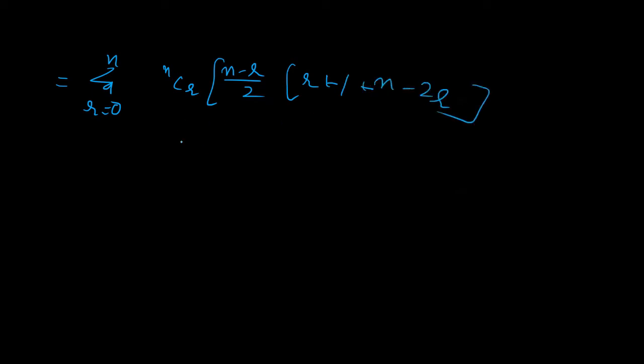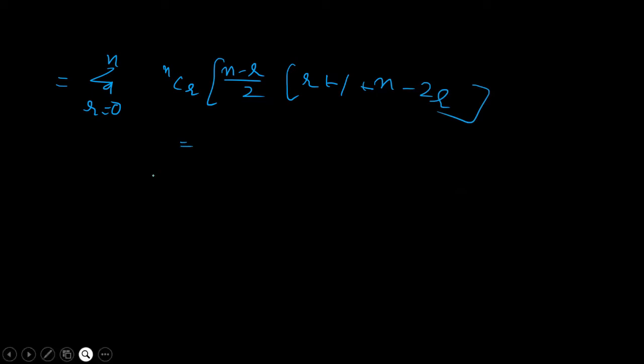So it becomes sigma r from 0 to n. Previously, it was n minus 1. The limit changes. You know how to change the limit. This is in the property part. I think you are clear with that. So it becomes r plus 1 plus n minus 2r. So it becomes what exactly?